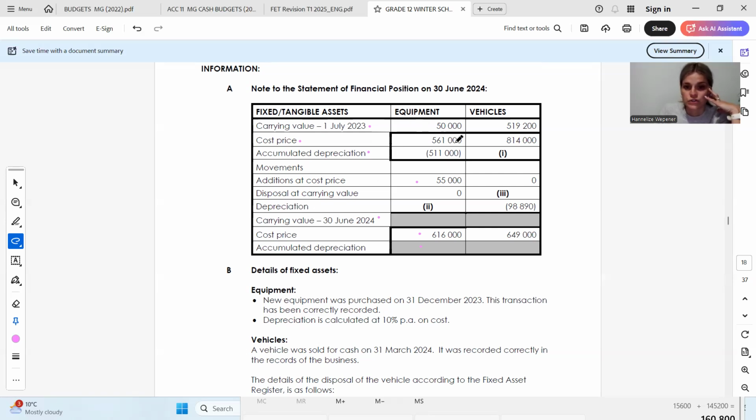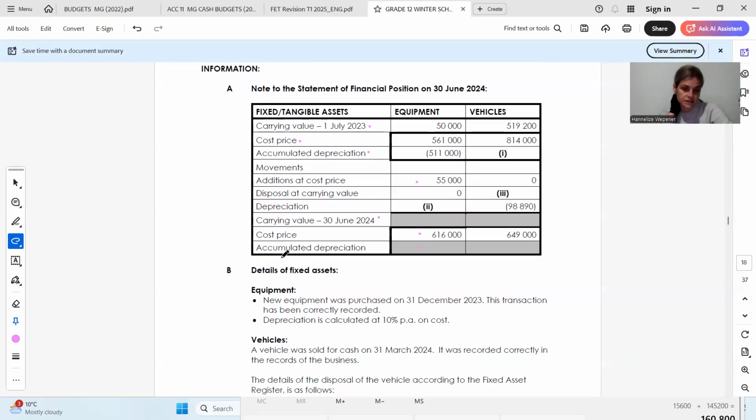Then moving on to your vehicles, they gave you your costs at the beginning of the year, not your accumulated depreciation, but they did give you your carrying value. You know that cost minus accumulated depreciation is equal to carrying value. Therefore, you can also say that cost minus carrying value is equal to depreciation. Then they also want your disposal at carrying value. They gave you your depreciation movement for the year, and then you also have your cost at year end.